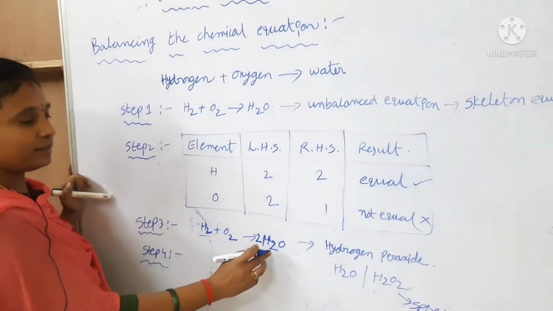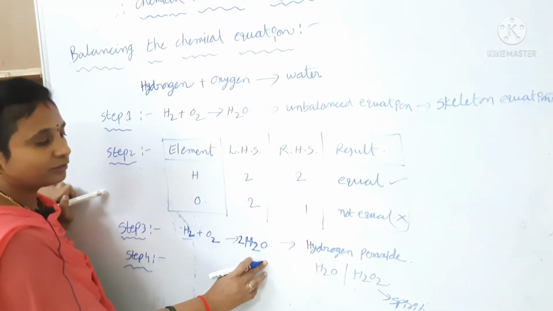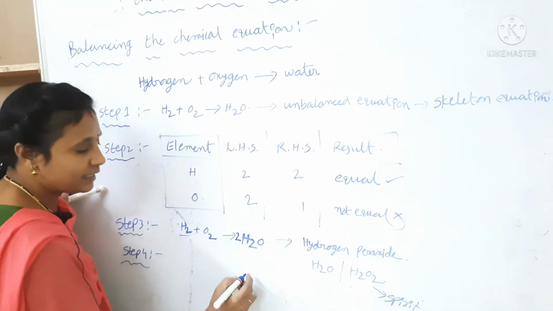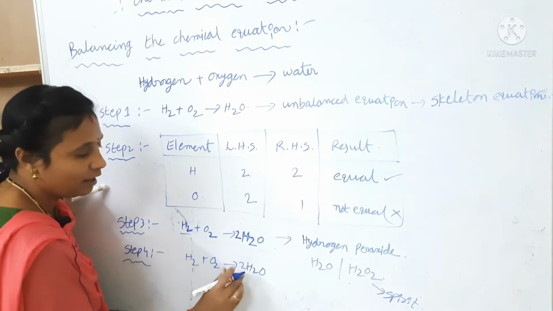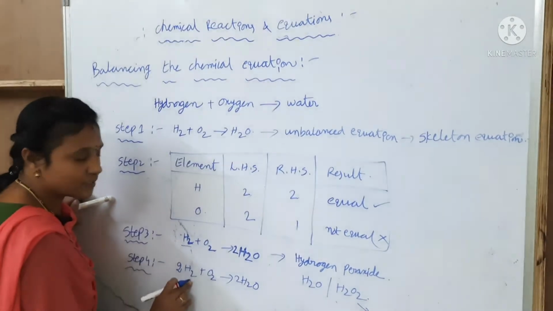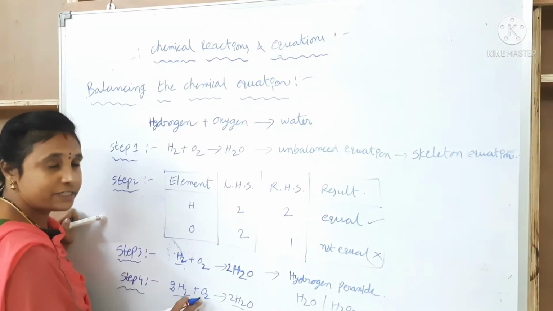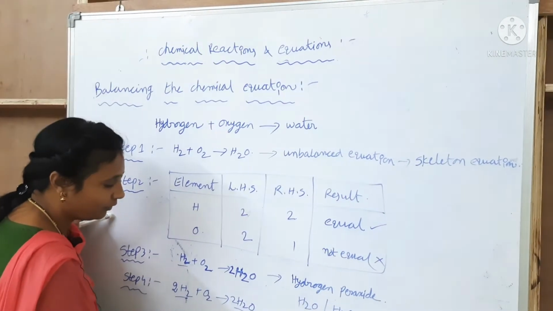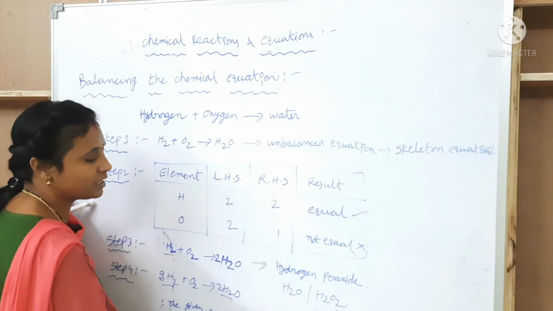In step 4, on the right side, the largest complex compound is H2O. The right side contains 4 hydrogens, but the left side only 2. I am taking 2 here: 2 twos are 4. Here the hydrogen is balanced. Next, oxygen: left side 2, right side 2. Therefore, the given equation is balanced.